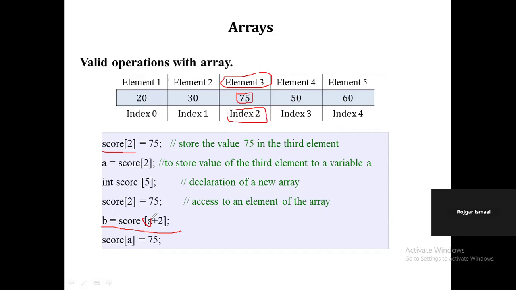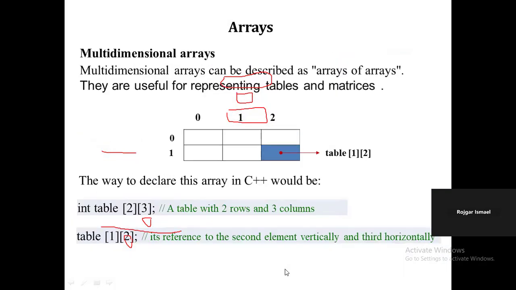This variable has its own index, let us say, plus index 2. Also, we can represent the index as a variable, which is stated here. These are some examples of the validation operations of the array that we can perform during programming.